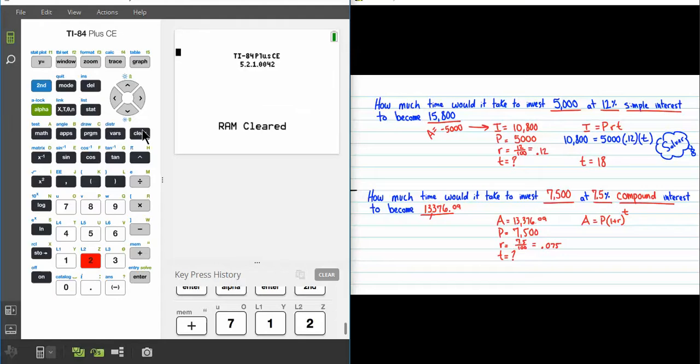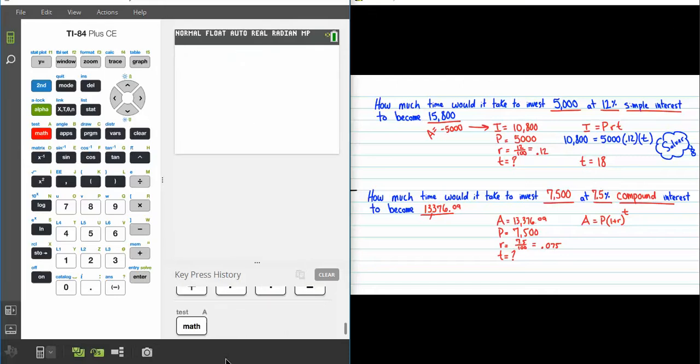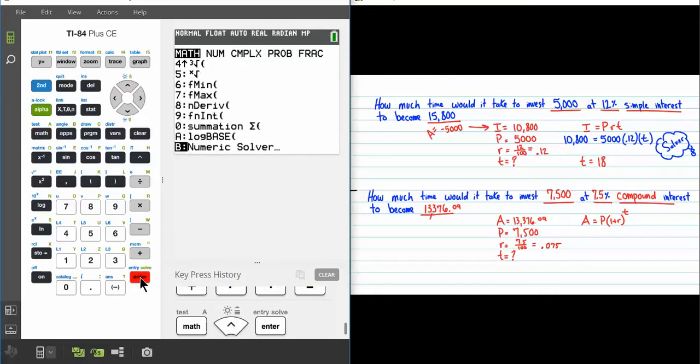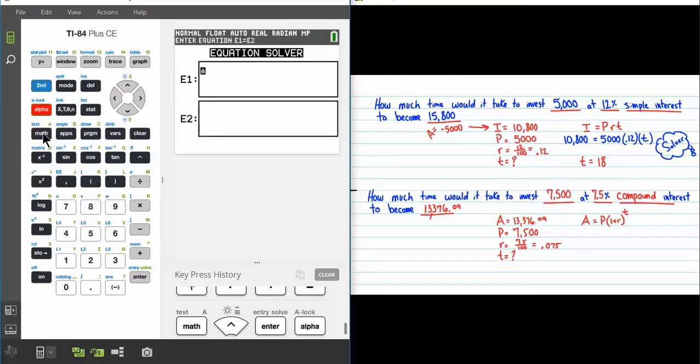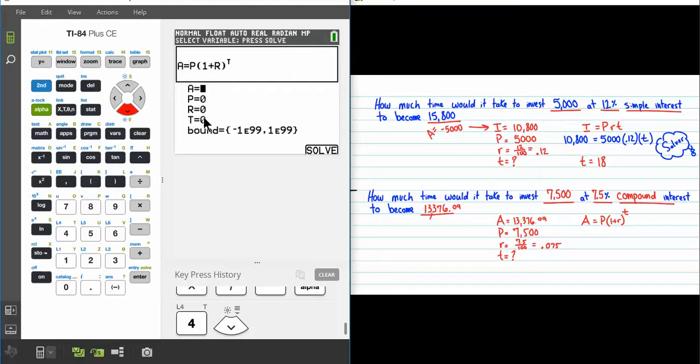Alright, so I'll go back into Math Solver, and this time I want to set up my compound formula. So Math Solver, and now I'm going to start off with alpha A, and then alpha P, parentheses 1 plus alpha R to the power of alpha T. Okay, so I got that typed in there, and I'm just going to sub. So I know my A, so I'll put that in there.